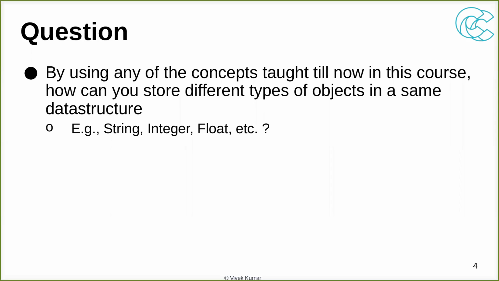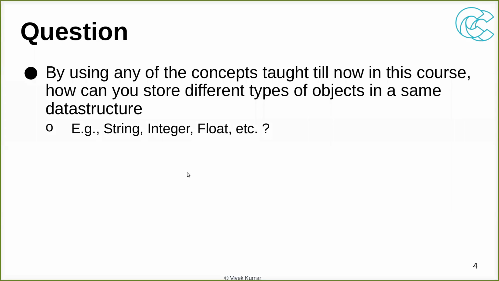Let's say you have a data structure. In the previous example, we have seen this list. We want to say there's a list, and the list now stores different types of values. There's a list of strings, there's a list of integers, and there can be a list of floating point numbers.